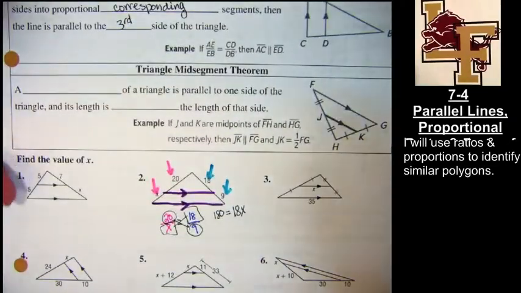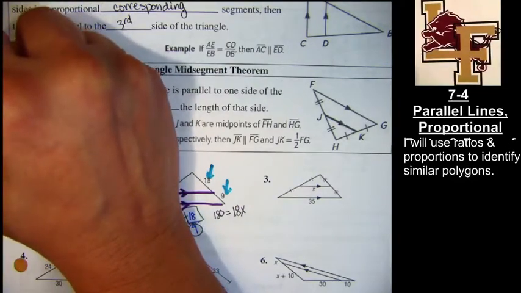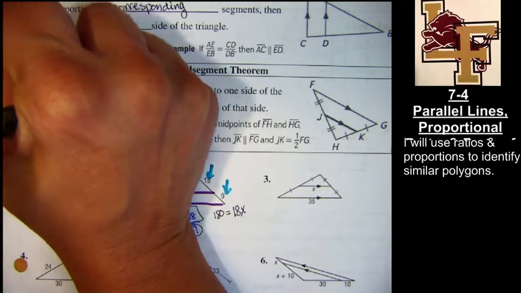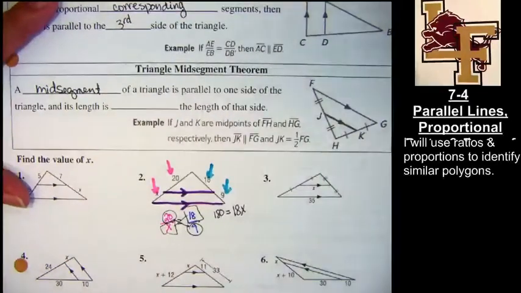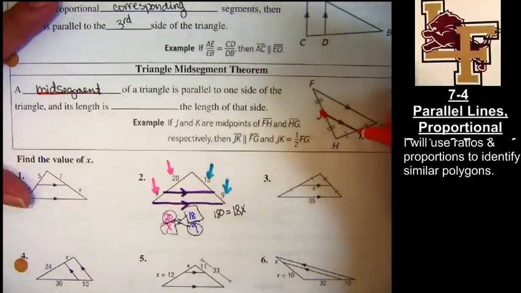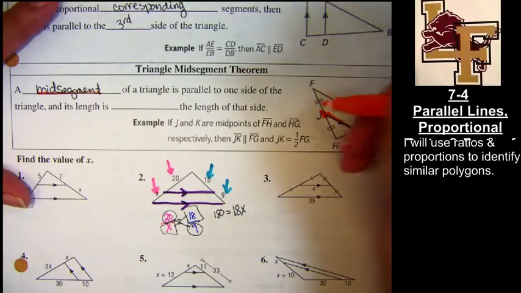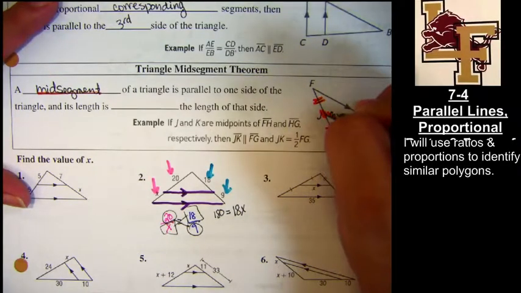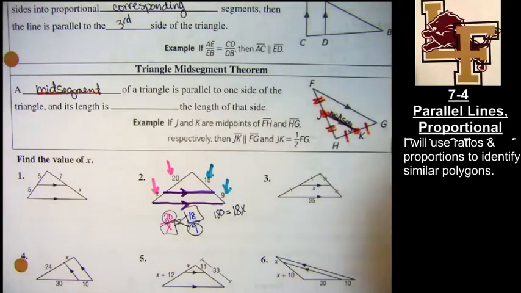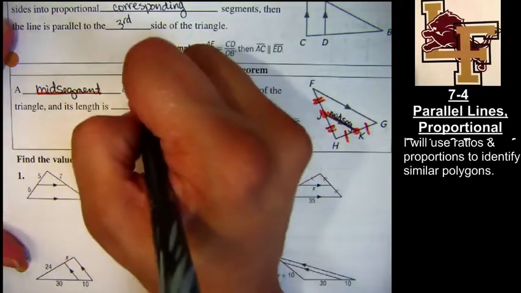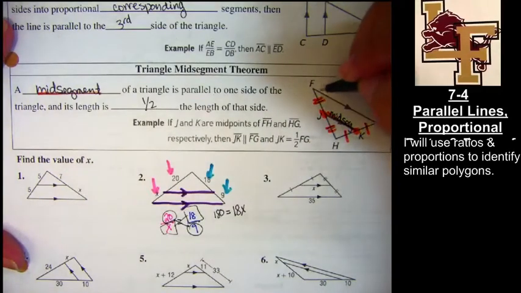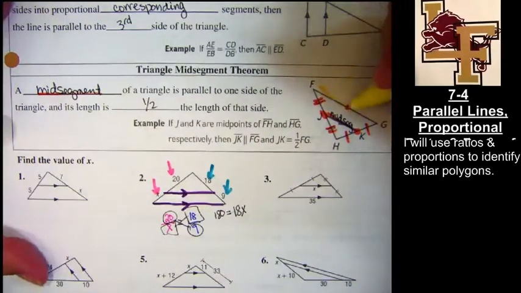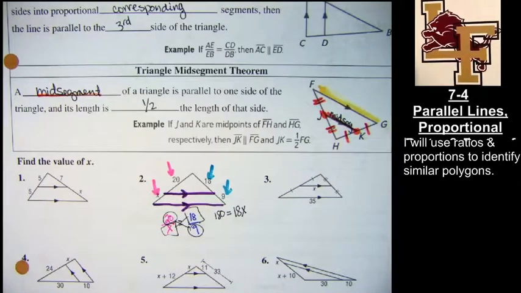Let's talk about the midsegment. A midsegment of a triangle is the line that goes from midpoint to midpoint. Notice how this piece is congruent to this piece, and this piece is congruent to this piece. That makes this the midsegment. That midsegment is 1/2 of the length of the other side that it's not intersecting. Let's practice this one. Join me on number 3.